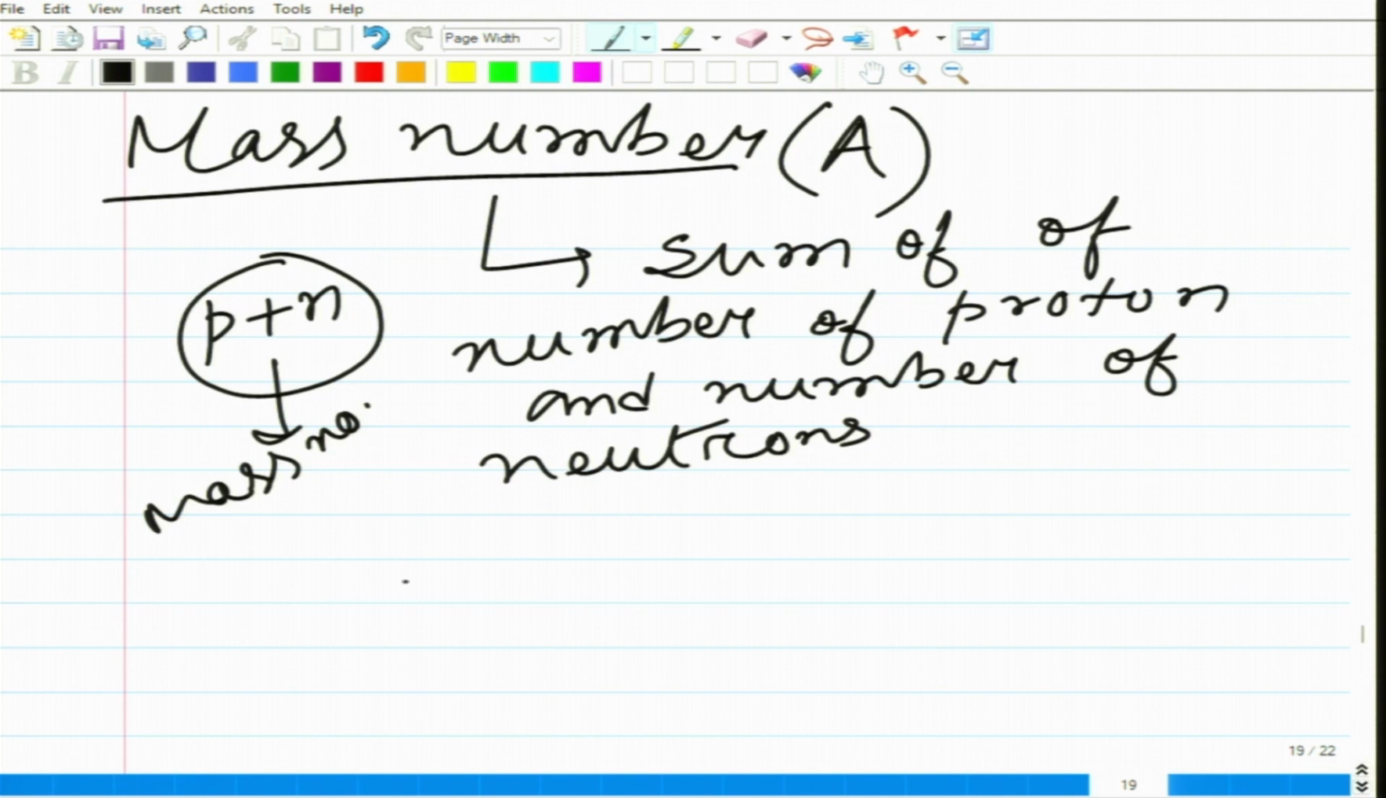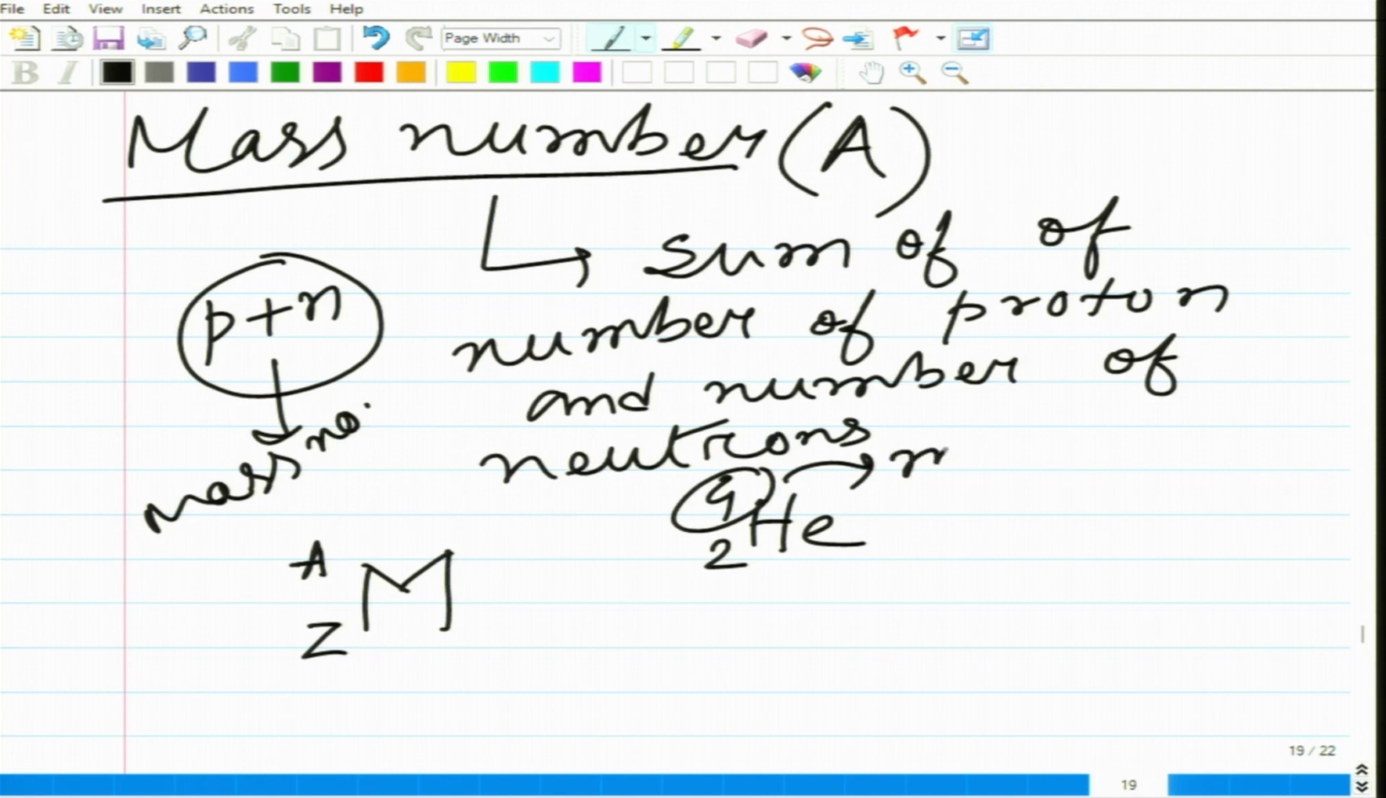If, suppose, an element, let's consider it as M, then it is written in this configuration. Mass number A is written at the top and atomic number Z is written at the bottom. So, all this while when we were representing alpha particles, that is helium, like this, we were actually representing the mass number and atomic number. Mass number of helium is 4 and atomic number of helium is 2.